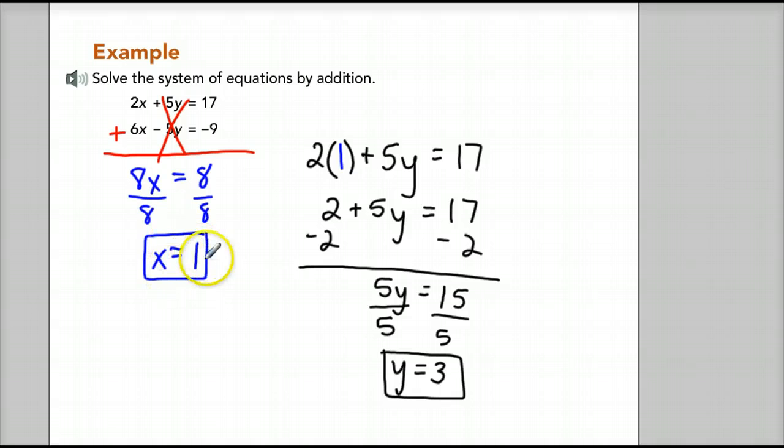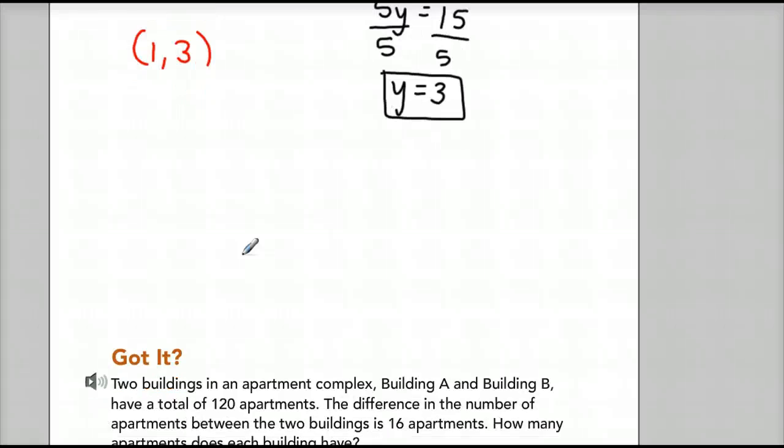Now that we have our first variable and our second variable, all we need to do is rewrite. We write our solution in an ordered pair. So remember, x goes first, y goes second, and of course they're in parentheses. So (1, 3) is where these two lines would intersect if we were to graph them.